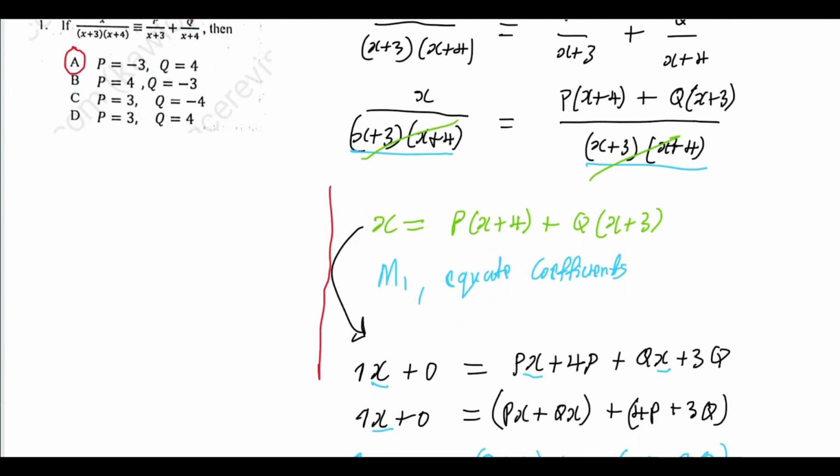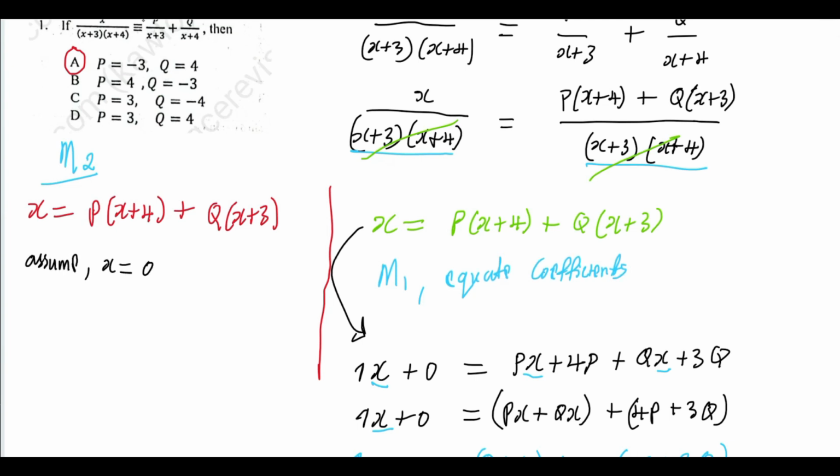Let's assume that we are at this level. To solve our method 2, we are at this stage: p into x plus 4, plus q into x plus 3. The first method is very good for paper 2, and method 2 is good for paper 1. Now for the second method, we are going to assume values of x. We can say, first of all, let x be 0.